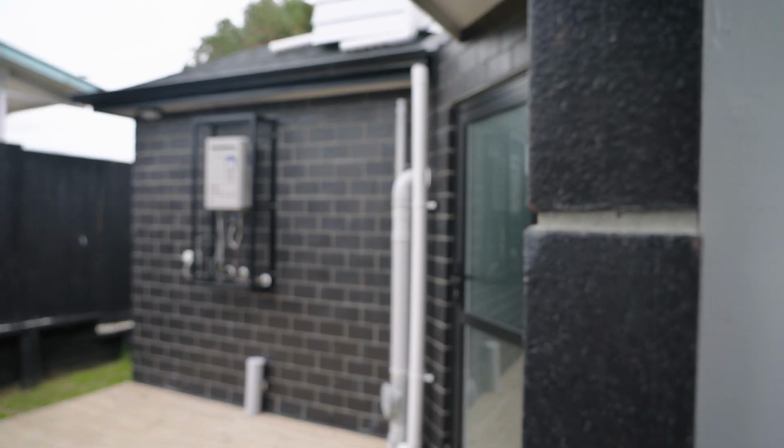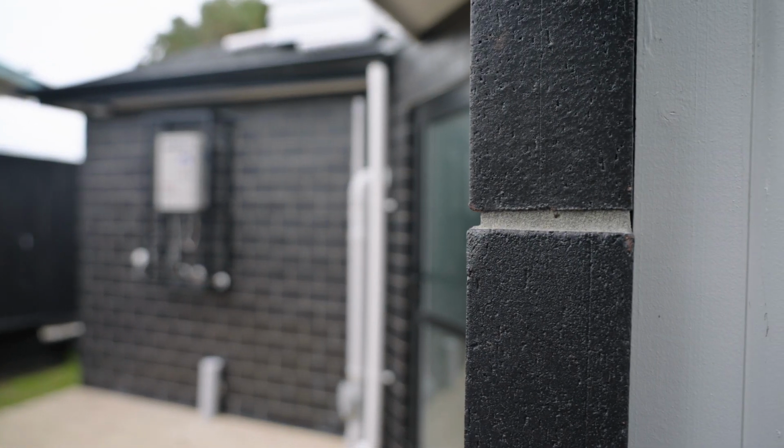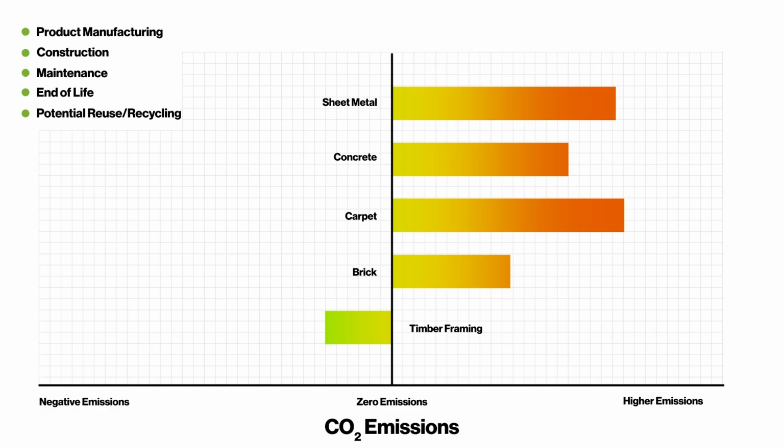So how does it all balance out in the end for each material? Carpets, sheet metal roofing, and the concrete floor slab are the highest lifetime contributors of CO2 in this particular house. Timber, assuming it is from a sustainably managed forest, is the lowest, with a negative contribution.